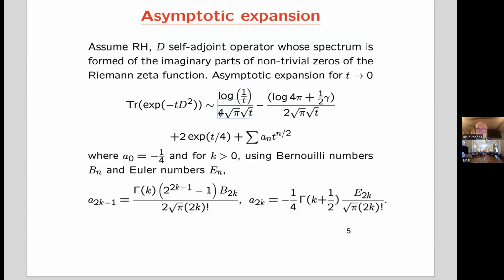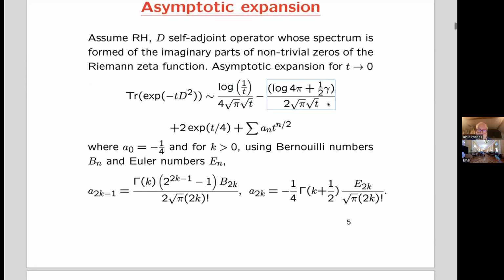So if it were of finite length, there would be a constant in front of the 1 over square root of t. Here it's divergent, so there is this log of 1 over t. Then you have this term. This term is, of course, very tricky because you have log of 4 pi. Okay, this is not too bad. But this is 1/2 of the Euler constant. So this already tells you that you are really in deep waters because you have the Euler constant in the expansion. And then you can actually compute all the terms in the expansion.